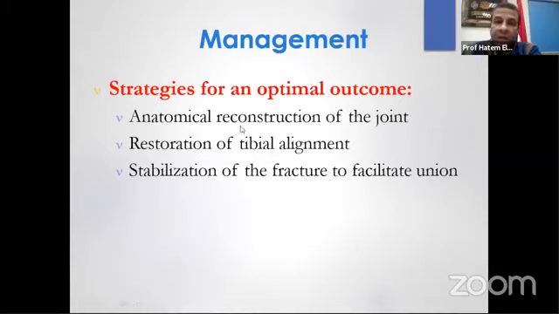Strategies for the optimal outcome. Restoration of the anatomy: when there is injury to any articular surface, we must exhaust ourselves to obtain as anatomical a reduction as we can. Restoration of the tibial alignment and stabilization of the fracture to facilitate union.